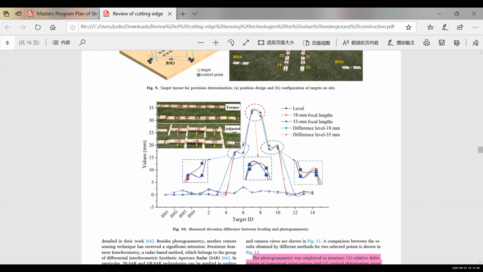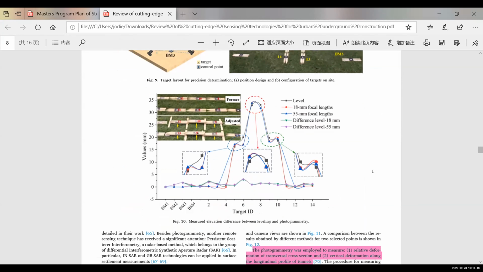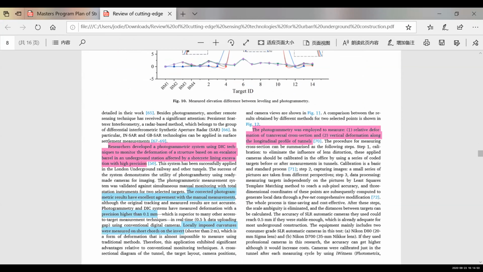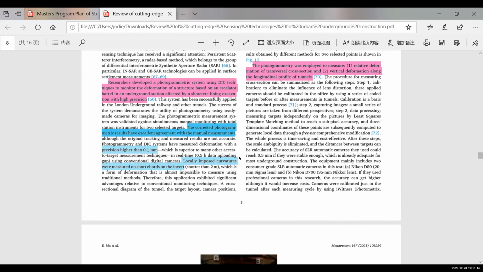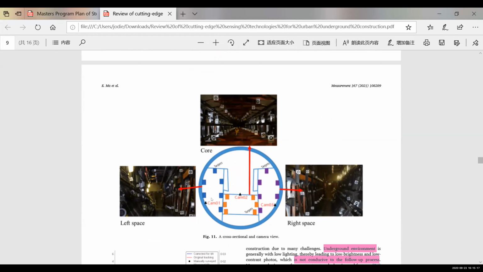And the photogrammetry shows the potential of narrowing this elevation difference. Another one is that the researchers developed a photogrammetry system using DIC techniques to monitor the deformation of a structure based on an escalator barrel in an underground station. And this system was successfully applied in the London Underground Railway and other tunnels. And this picture shows the cross-section and camera view.